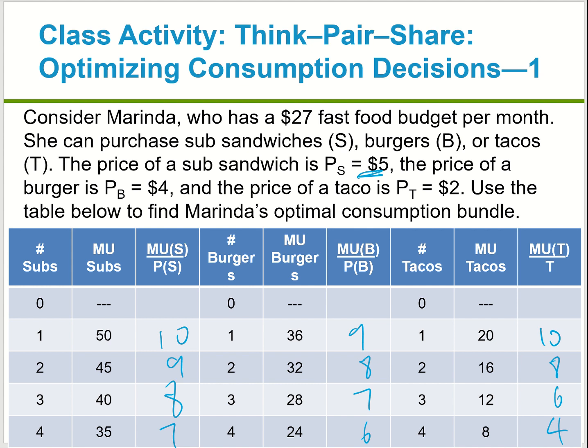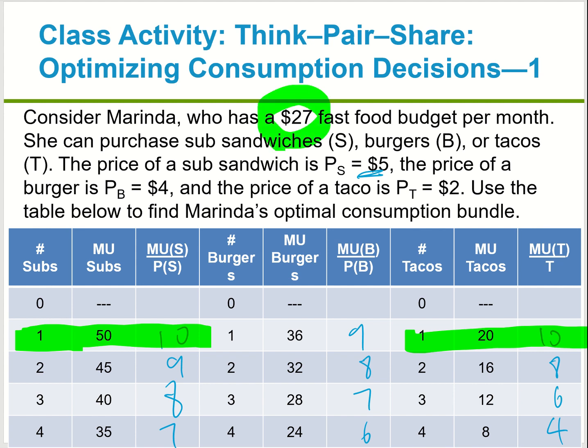All right, so for our first consumption, what should we buy? We're going to buy our first sub, because for every dollar you spend on the first sub, it gives you 10 marginal utility. So the first sub is our first consumption. Now our second consumption, we're going to buy a taco, because taco is also 10, so they're pretty much the same. So we buy a sub, we buy a taco, but keep in mind our budget is $27, right?